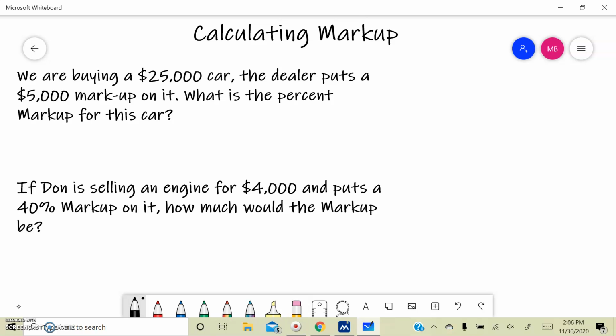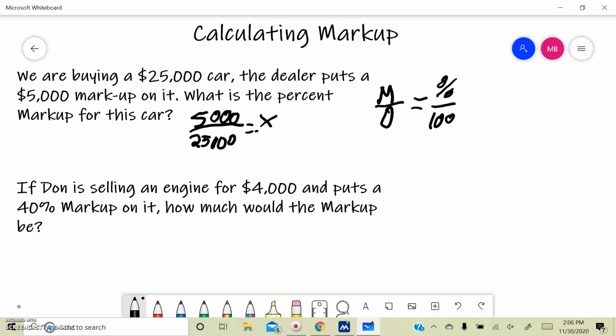Well, we can set this up as a proportion. So we're going to do markup M over original equals percent over 100. So here is going to be $5,000 markup over $25,000 car is equal to X for percent, because I'm trying to find that, over 100.